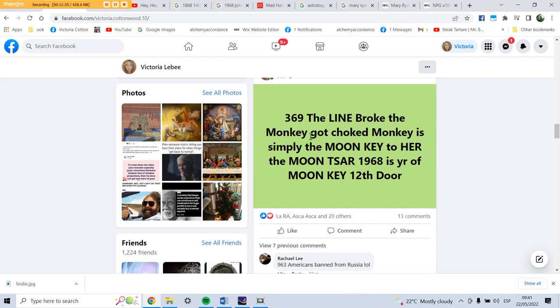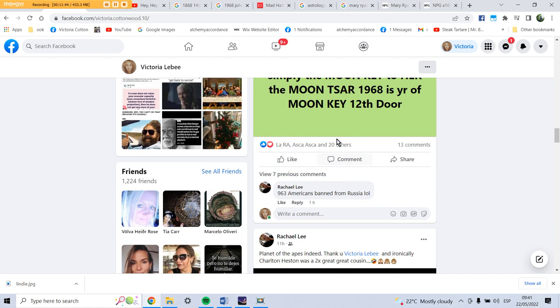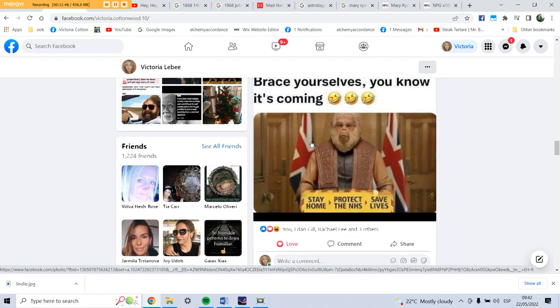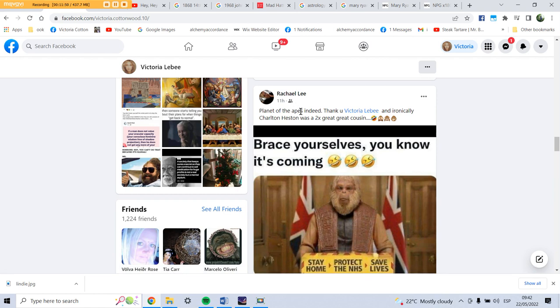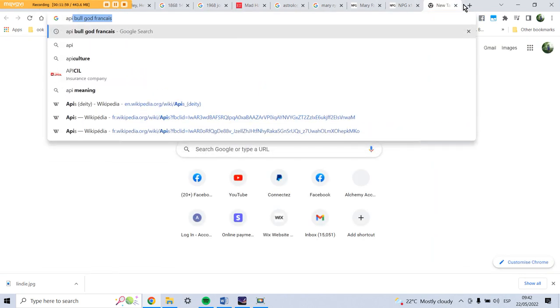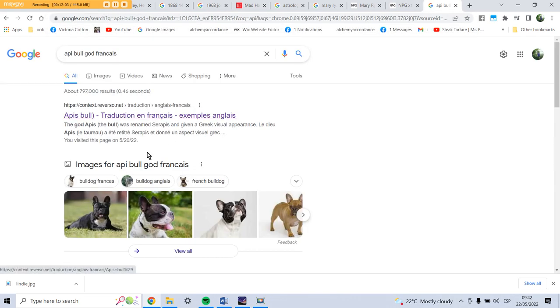369, the line broke, the monkey got choked. Monkey is simply the moon key to her, the moon star. 1968 is the year of the moon key, the 12th door. Okay, planet of the apps, planet of Appy. Appy is the bull god. Let's put him up. The bull god, Appy.